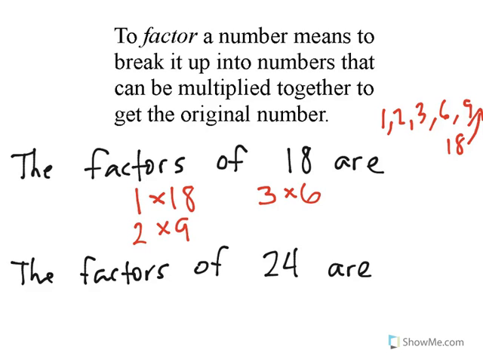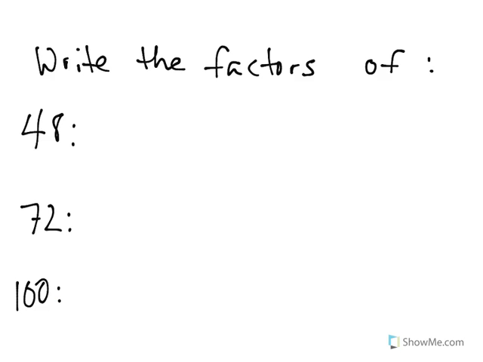The factors of 24 are all the numbers that multiply together to make 24. There's quite a few. 1 times 24. I'm going to write it out as a list now, and you'll see how I work from the outside in. 2 times 12, 3 times 8, and 4 times 6. Those are all the factors of 24. You see how I worked my way from the outside in. It made sure that I did not miss any numbers. Now write the factors of 48, 72, and 100.